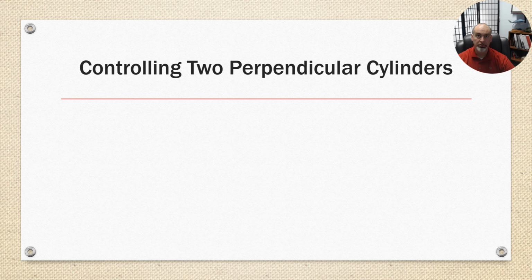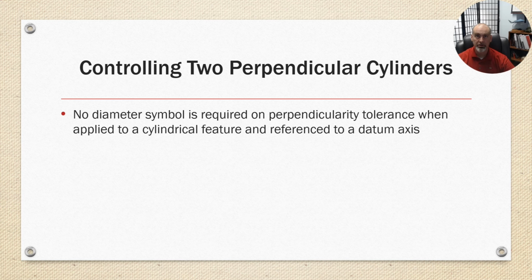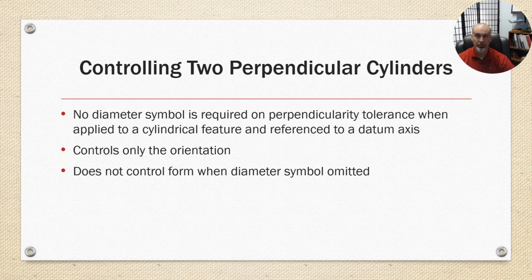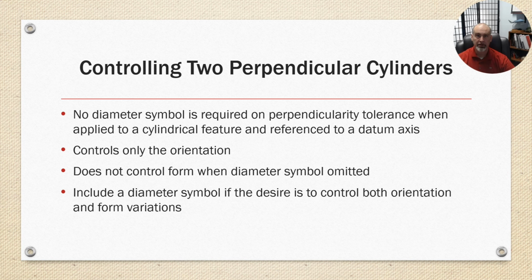Controlling two perpendicular cylinders. No diameter symbol is required on a perpendicularity tolerance when applied to a cylindrical feature with a reference to a datum axis. It controls only the orientation, and does not control the form when the diameter symbol is omitted, and it includes a diameter symbol if it is desired to control both orientation and form variations.